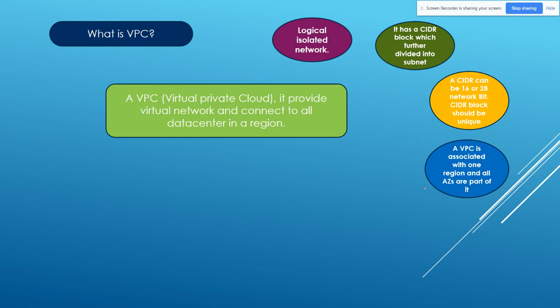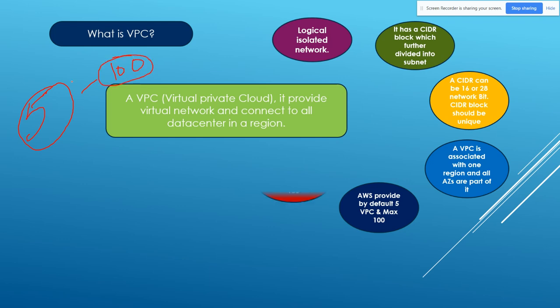Next one, AWS provides by default 5 VPCs, virtual private clouds. By default, you have a limit of 5 virtual private clouds you can create. There is no problem, and if you want to increase it, you can increase to a maximum of 100 as of now. So AWS provides by default 5 VPCs and a maximum of 100.